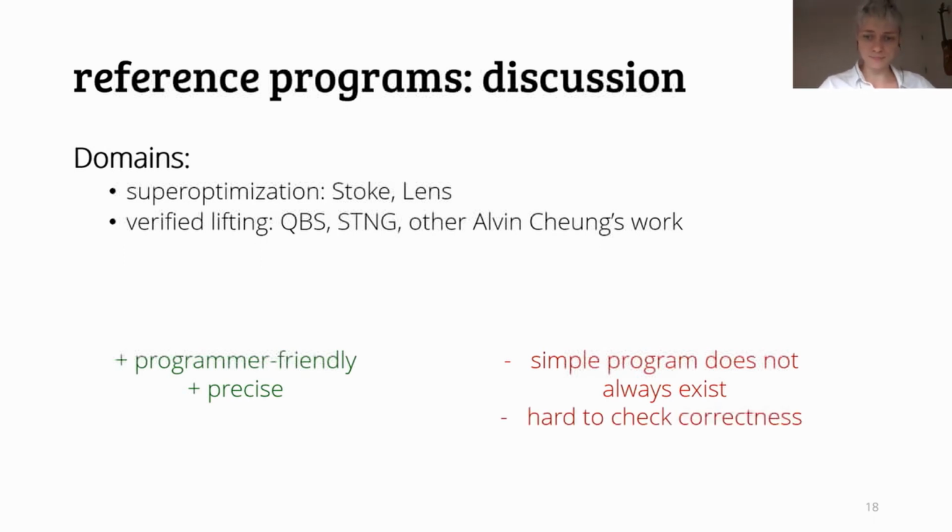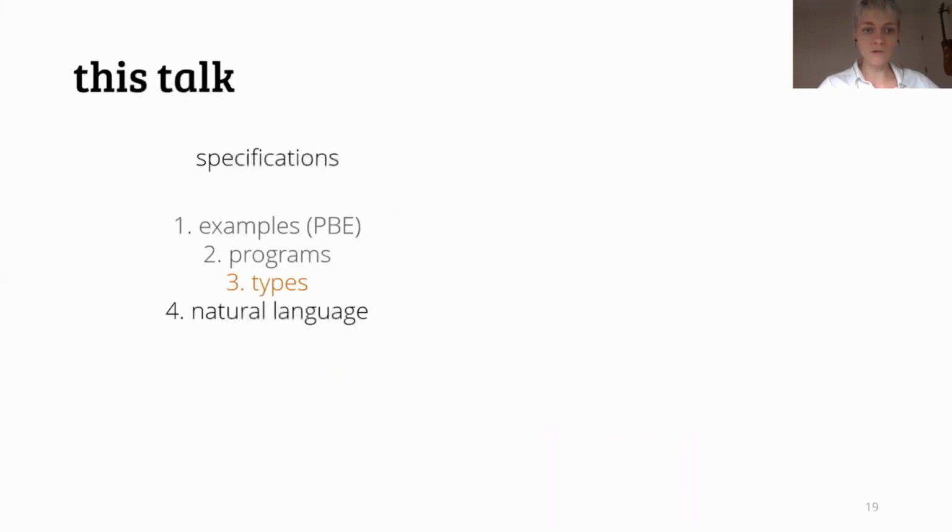be applicable. And another limitation is that to be able to figure out if our candidate program that we're synthesizing is correct, you have to basically check program equivalence, which is a hard problem. So checking correctness is much harder here than for examples. Okay, so this brings us to the third way of specifying intents, which is types.